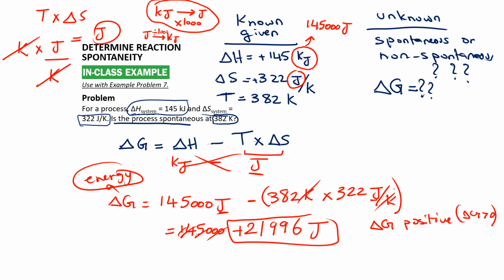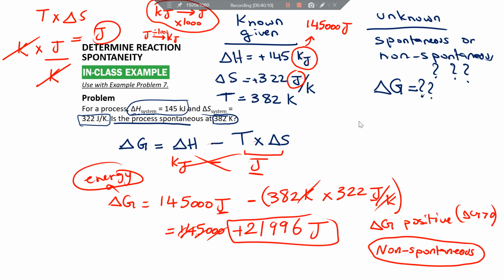So do you think it's spontaneous or non-spontaneous? What do you think, guys? It's actually non-spontaneous. Okay, it's going to be non-spontaneous. Why? Because the sign of the delta G is actually positive. Tamam? That's it. So this is how we know if a reaction is spontaneous or not.